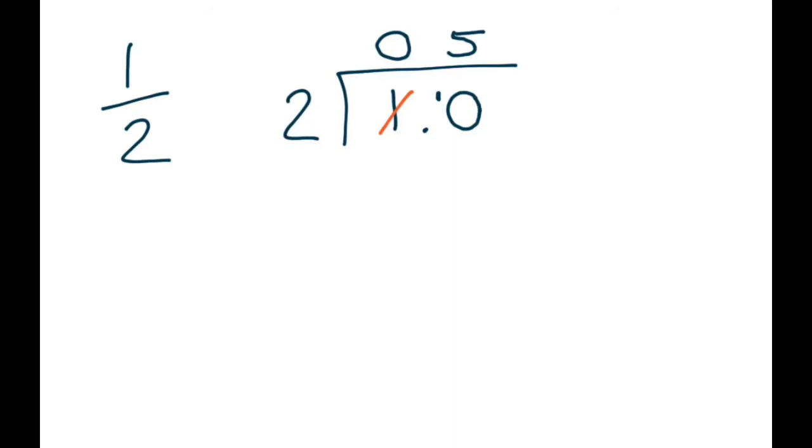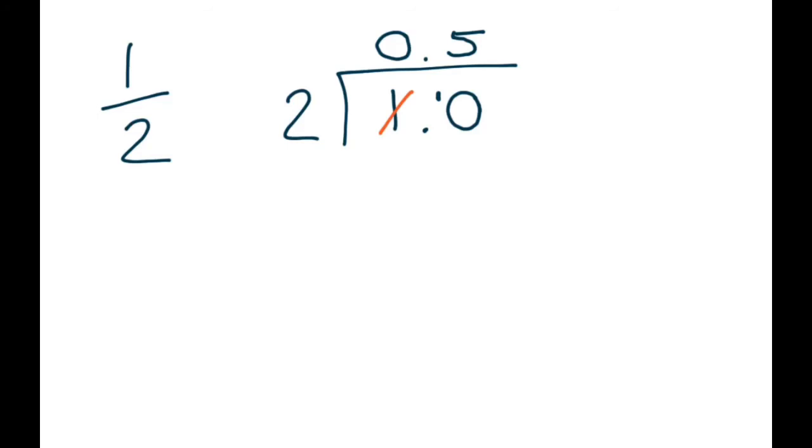And because we've got a decimal point in our question, we also need to put that decimal point in our answer. So that's how you get from a fraction, 1 over 2, or a half, to 0.5, which is our decimal equivalent. I'll try that one more time.